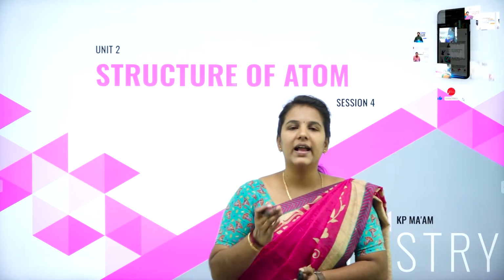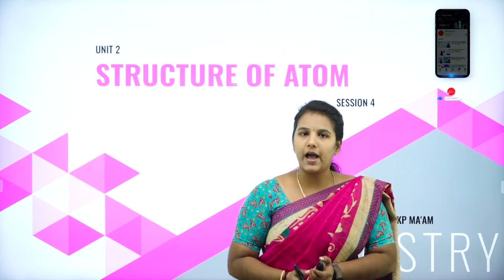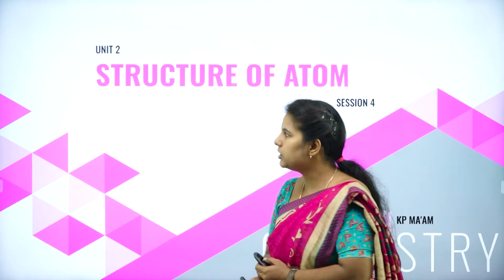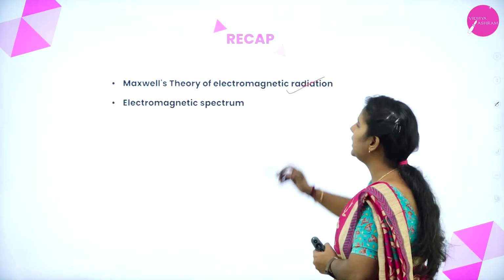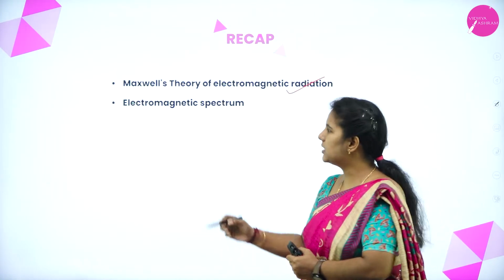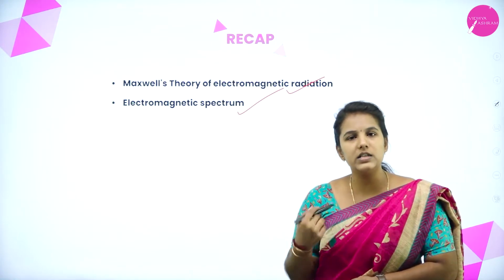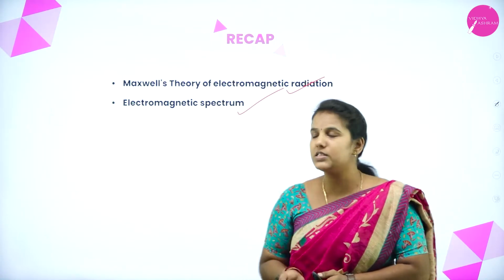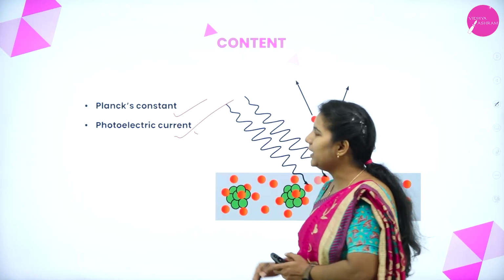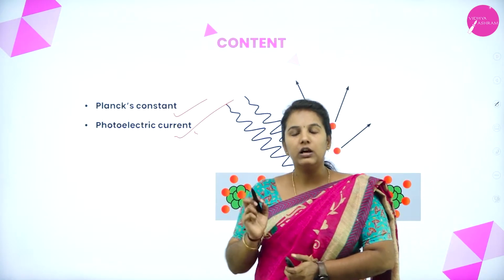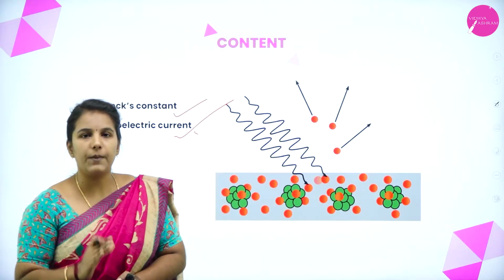My dear students, in our last discussion, we were dealing with the unit called Structure of Atom. Under that, we also discussed the Maxwell theory of electromagnetic radiation, and the electromagnetic spectrum. Today, let us move on to the next topic of this unit, Planck's constant and the photoelectric effect. First, we will see what Planck's constant is and who discovered it.